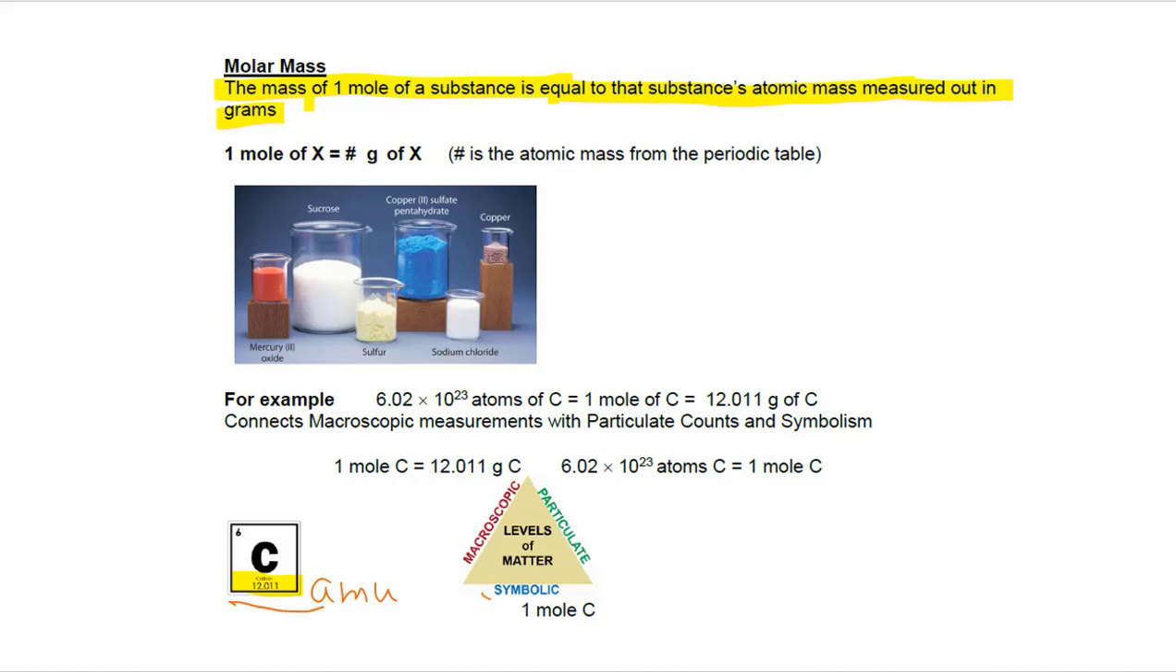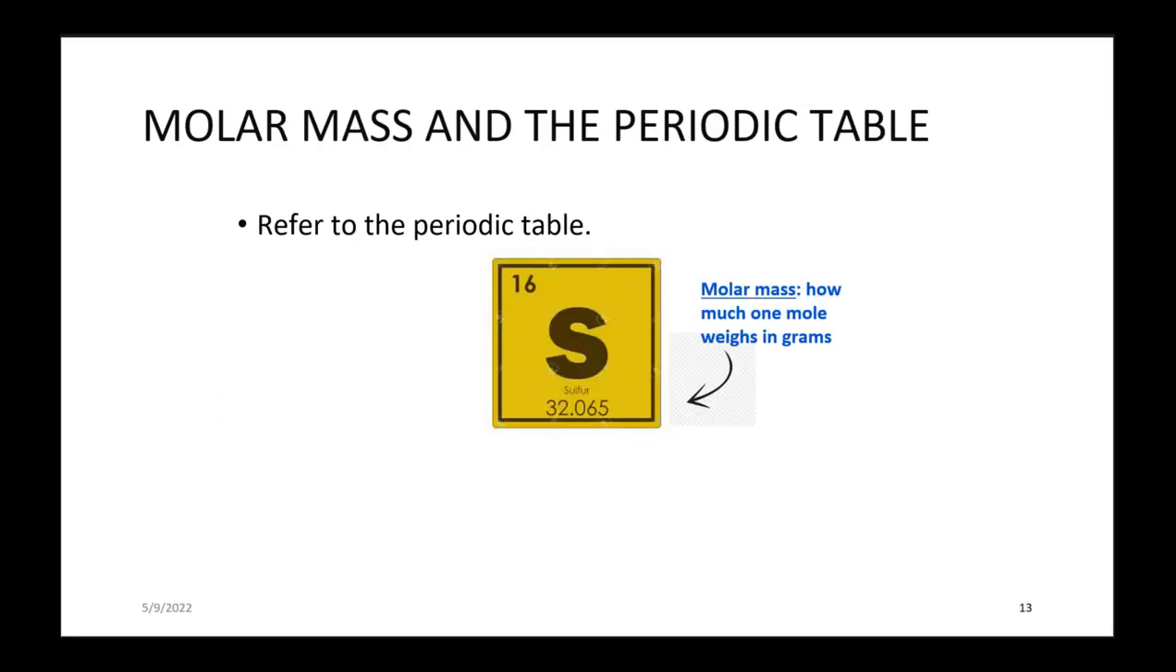So that's the symbolic, what our periodic table tells us. That 12.011 atomic mass units, that's what the periodic table says. So therefore, we refer to the periodic table to find the molar mass, which is how much 1 mole of a substance weighs in grams. So 1 mole of sulfur has a mass of 32.065 grams.